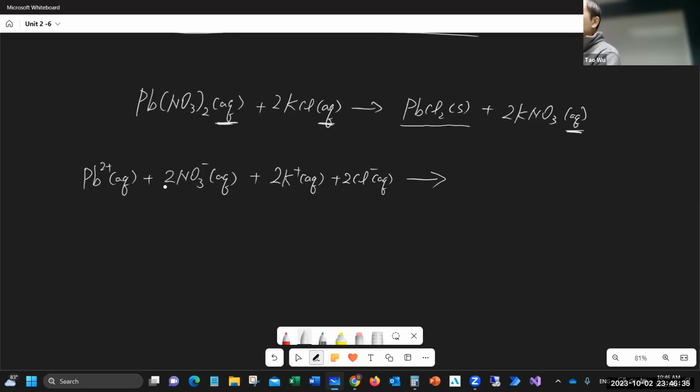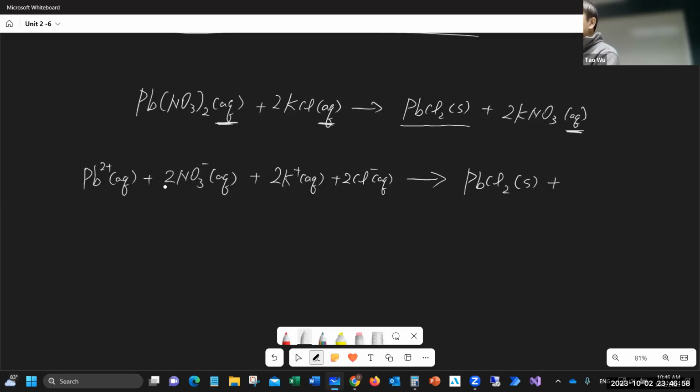Since this guy cannot dissolve in the water, we will write it as it is, because it is not dissolving in the water, so no more lead ions and no more chloride ions in the solution. They're just combined together, making a lead chloride.